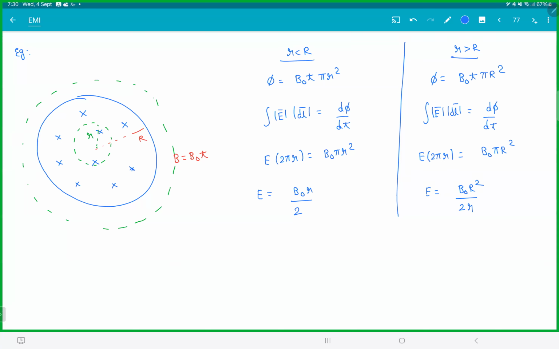And what about the direction? Like I said, from Lenz's law, here flux is increasing. So B induced opposes.